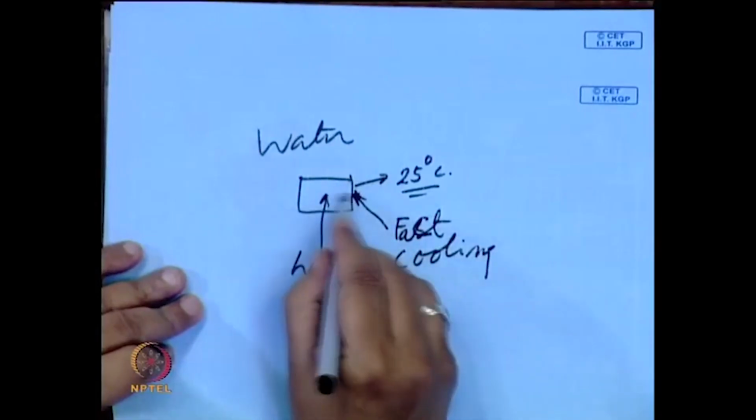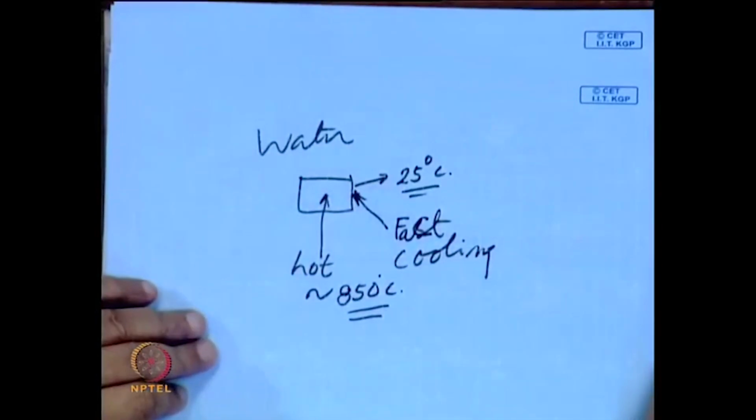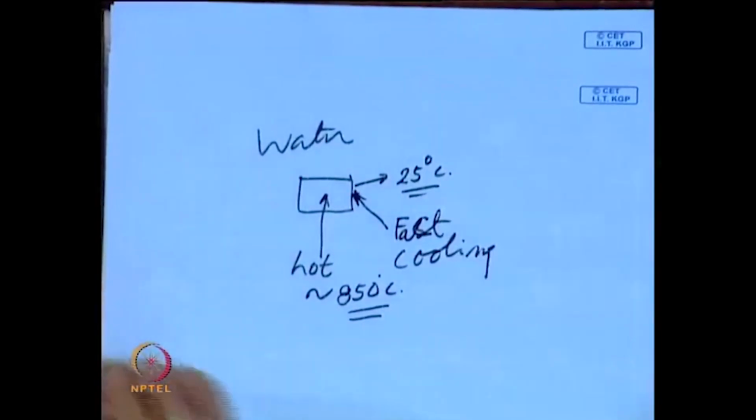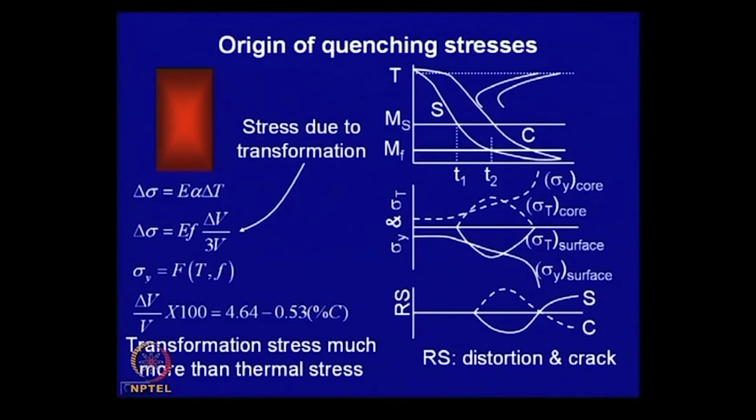So, there will be a large temperature gradient set up, and this gradient can lead to thermal stresses, no doubt, which is shown over here. So, this is the job. When you quench, the inside is still hot, but outside it has become cool, and because of this large thermal gradient, which is shown over here, this is a CCT diagram.